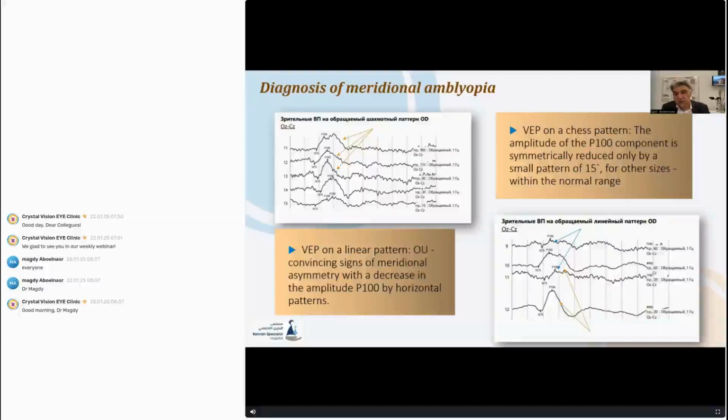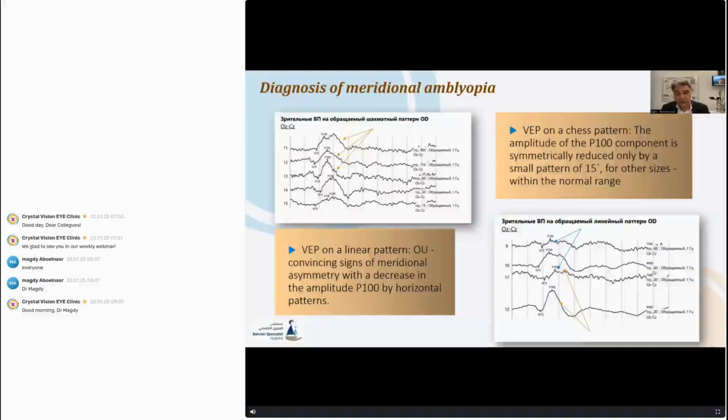Low-degree correction works. It's often enough to have the correct correction for low degrees in order to treat this. But specific treatment is also necessary, which will allow for selective stimulation to cure the receptive areas of the amblyopic meridian.